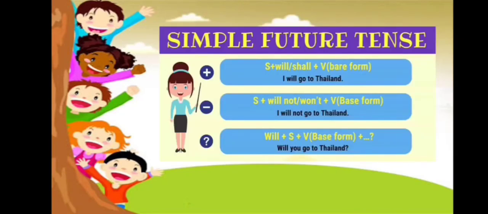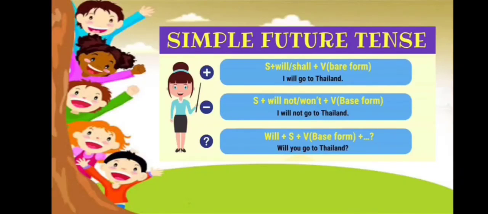Children, there are certain rules which you need to remember when you make sentences with simple future tense. For a positive sentence, subject comes first, then comes will or shall, which is followed by the verb in its first form. For example, I will go to Thailand.